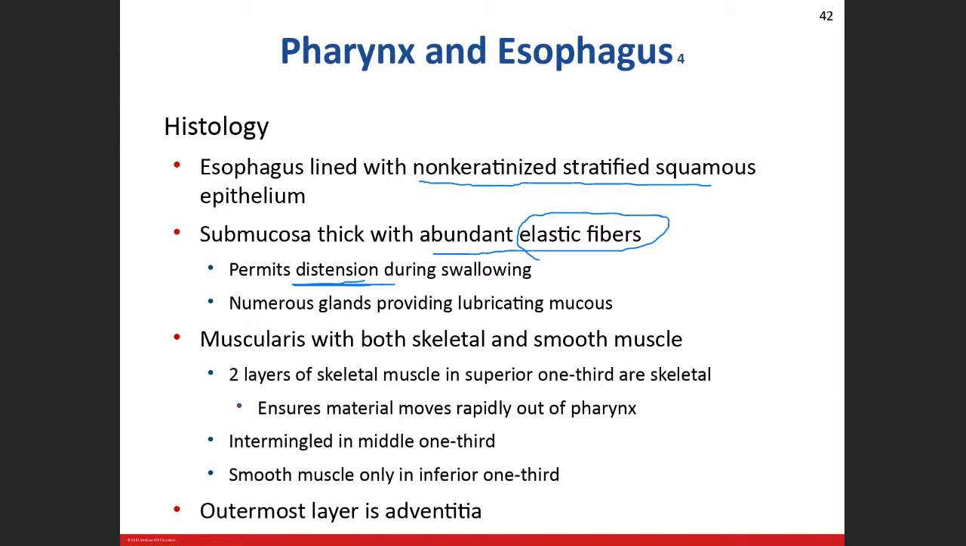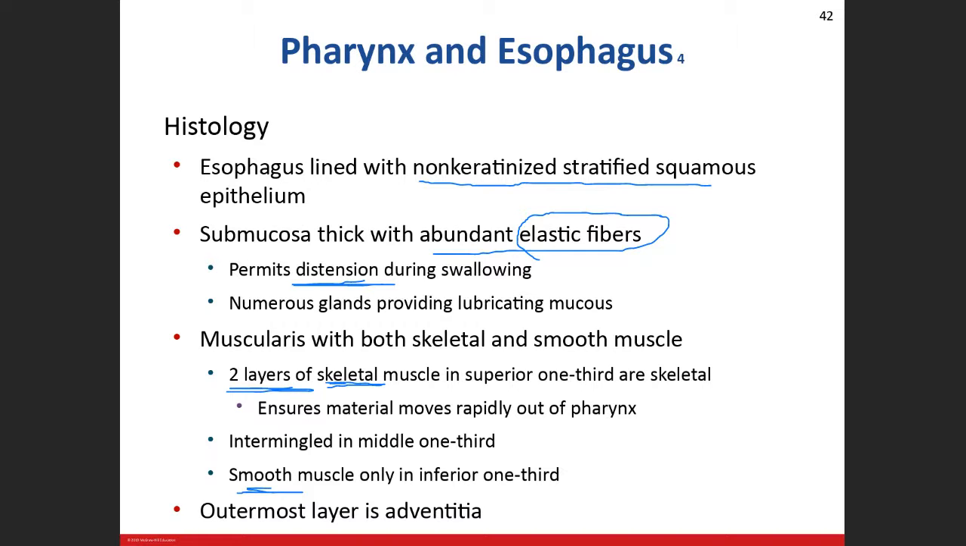The muscularis layer has 2 layers of skeletal muscle. That means that there's a voluntary component there. But this is only seen in the superior 1/3 of the esophagus. We divide the esophagus into thirds. The superior 1/3 is going to be primarily skeletal muscle. The middle 1/3, we're going to see a mixture of skeletal muscle and smooth muscle. So we're going to start to transition from the voluntary skeletal muscle tissue into smooth. And then the inferior 1/3 is primarily smooth muscle.